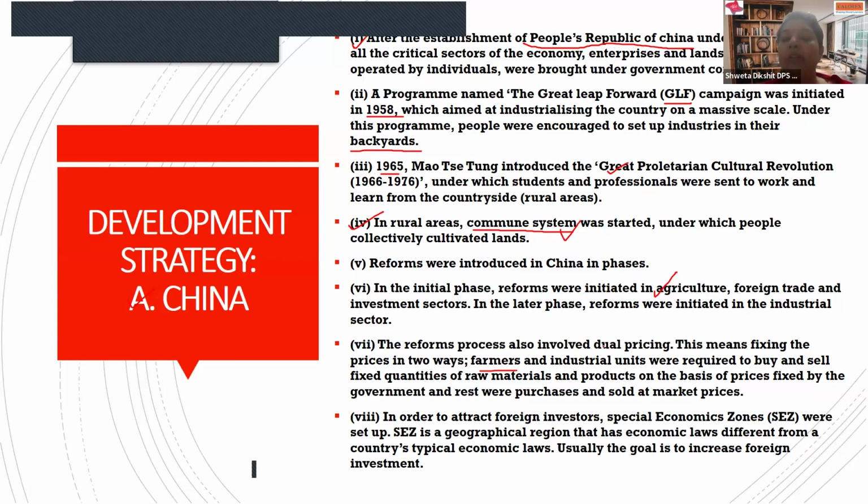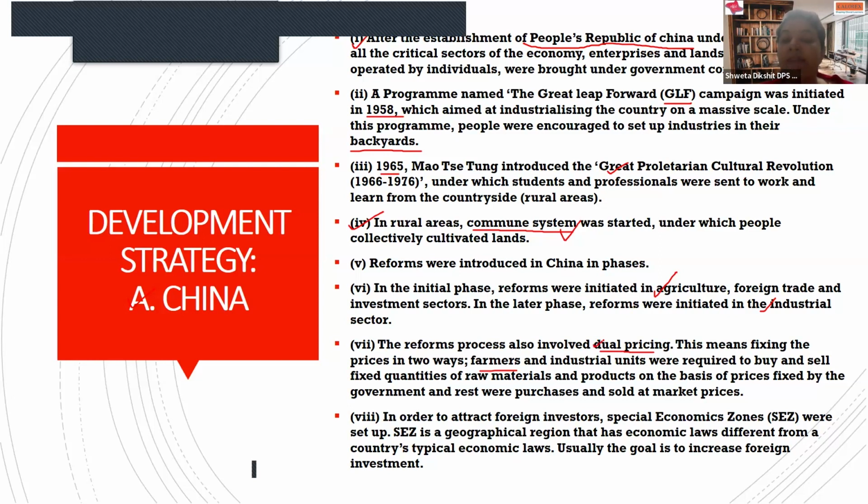Now, the second reform they made was in the industrial sector. This time, they introduced a dual pricing policy. That means the prices for all the produce, may it be from an industrial unit or from an agricultural unit, were decided in two ways. Now, how were they decided in two ways? If the produce was to be sold to the government, it would have a fixed price which is fixed by the government, whereas they could sell the rest of their produce to the market, including the international market, at the prices they wished. Children, please try to understand what dual pricing means.